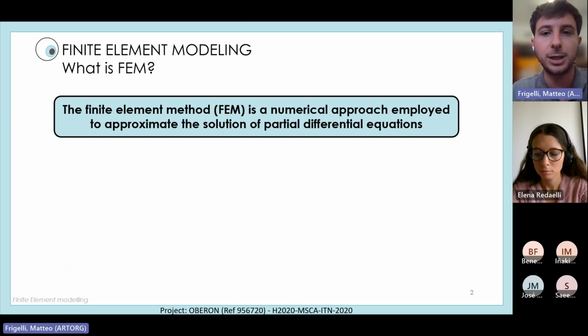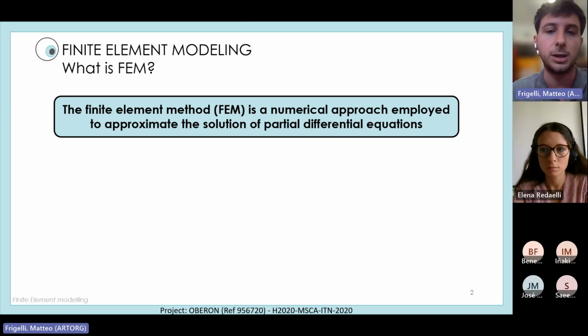So the finite element method is basically a numerical approach that is generally used to approximate the solution of partial differential equations. It basically consists in subdividing a complex domain into simpler subdomains. After this discretization, the partial differential equations are approximated in each of these subdomains, and this is how the method converges to a solution.